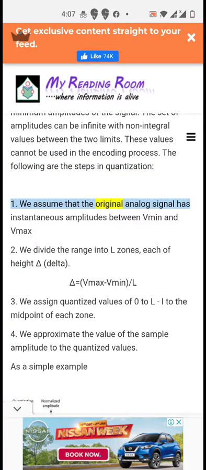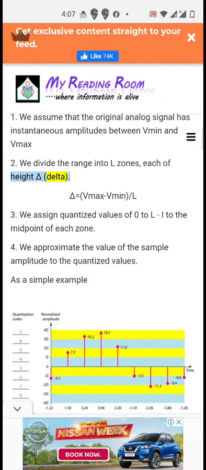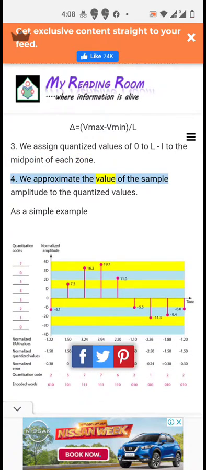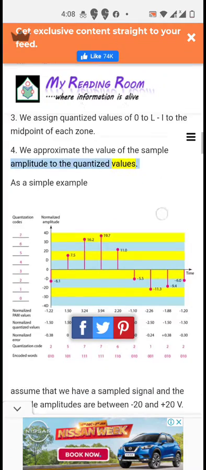1. We assume that the original analog signal has instantaneous amplitudes between Vmin and Vmax. 2. We divide the range into L zones, each of height increment delta. Delta equals (Vmax - Vmin) / L. 3. We assign quantized values of 0 to L-1 to the midpoint of each zone. 4. We approximate the value of the sample amplitude to the quantized values.